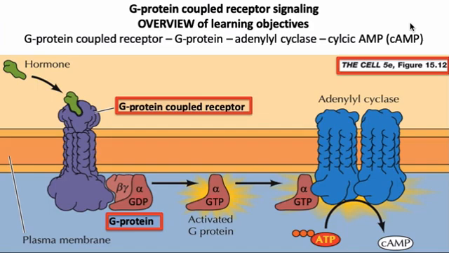In fact, every component of G protein coupled receptor signaling pathways that are included in this figure is part of a learning objective. And so you should know the name of every part and what the role is and how the pathway flows. And I'll summarize the overall pathway and then I'll go through each component individually.